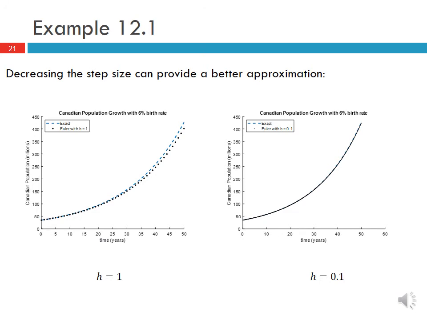You can also see that decreasing the step size can provide a better approximation. So this shows for the population with the birth rate of 6% with h equals 1, which is what we did, as well as with h equal to 0.1, and in this case we get very close to the exact solution.